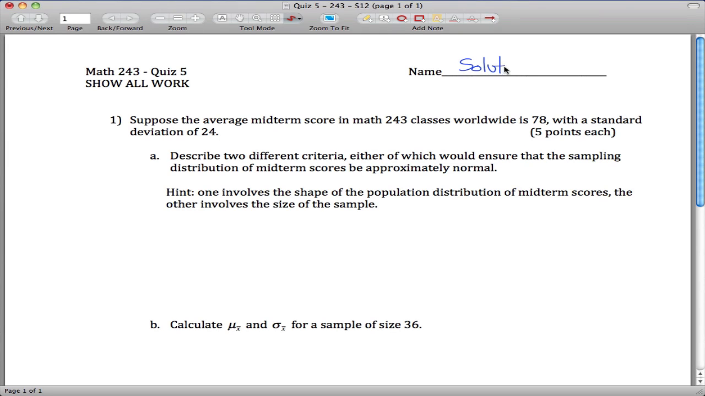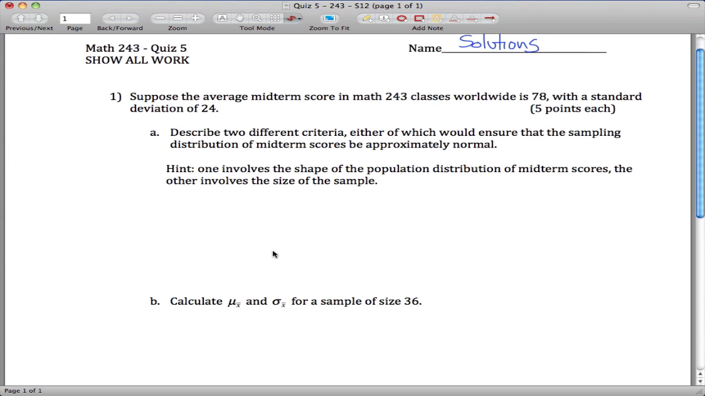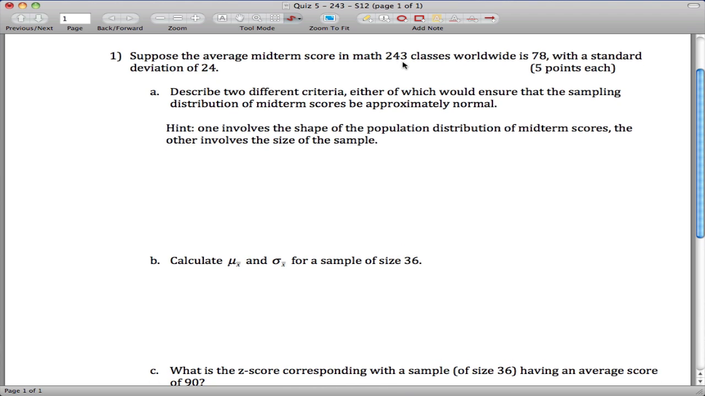All right, here are solutions for quiz 5 for Math 243. We're asked to suppose that the average midterm score in Math 243 classes worldwide is 78. Okay, some sort of population average there, and the standard deviation is 24.